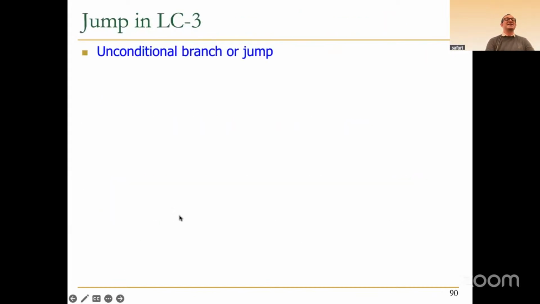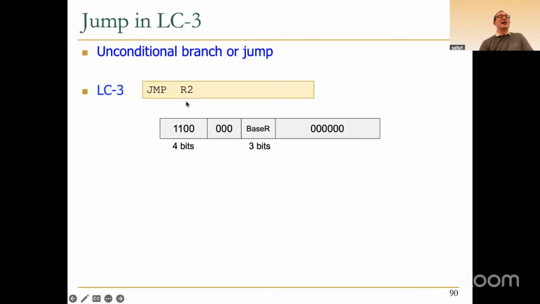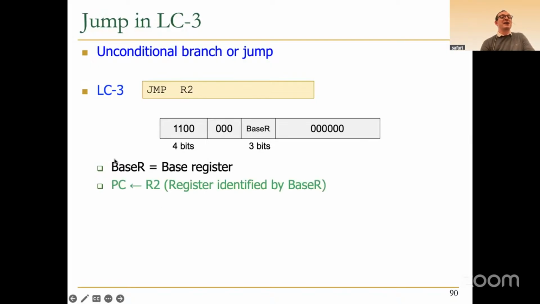So let's take a look at an example. Unconditional branch or jump in LC3. It looks like this, jump R2. R2 is the register. And this is the encoding. You have a base register that has a value. Basically, the program counter gets the value in the base register. Makes sense, right? Whatever value you put over there.